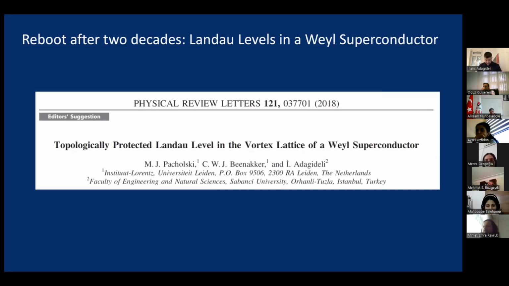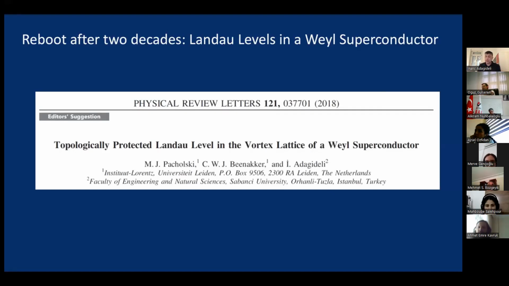But now what we had was a Weyl superconductor. We talked about that last week. Remember, Weyl semimetals have nodal quasi-particles, like graphene, but those quasi-particles are now in the Bogoliubov spectrum, so you also have superconductivity at the same time. It turns out, if you have a Weyl superconductor and you put in a magnetic field, even in a vortex lattice, it's a very similar system to the D-wave, but the Landau level persists.